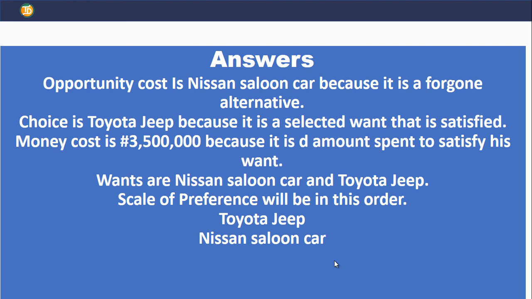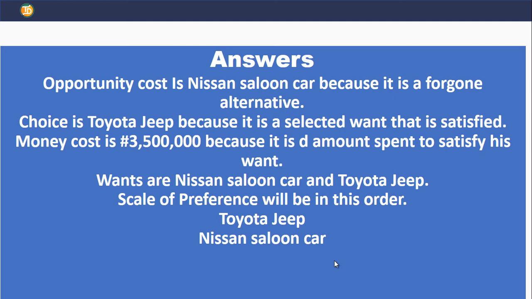Number two, his choice is Toyota Jeep because it is the selected one in the scale of preference that is satisfied. Number three, money cost. The money cost is 3,500,000 because it is the amount spent in order to satisfy his wants.